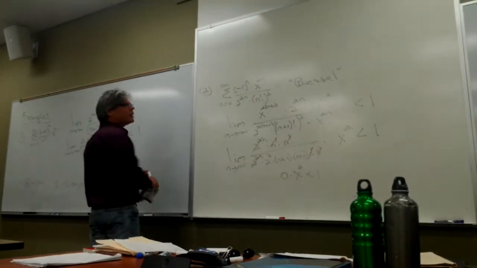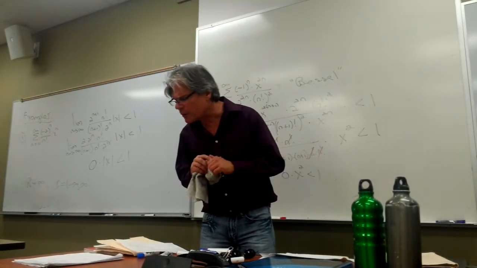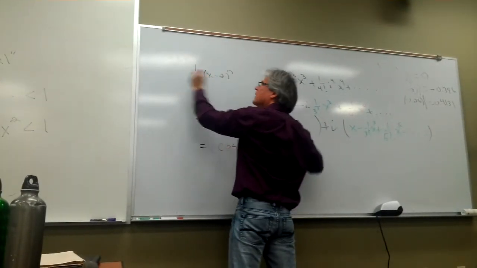Okay. How about this one? I know we're almost at a break. Can we just do one more? How about 1 over n, x minus 2 to the n. I'm looking at the sum.